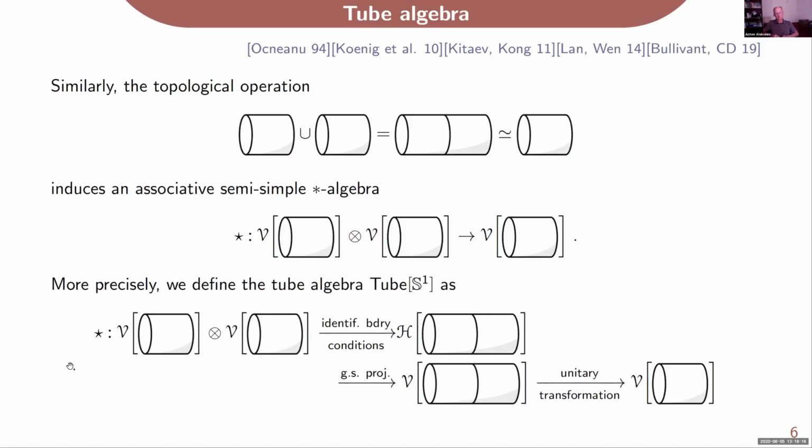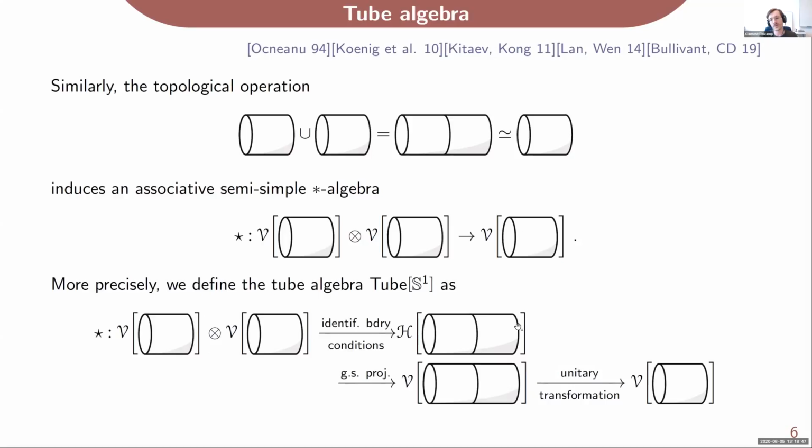So how is it defined? You take two states in the two copies of the ground state subspace. Then the gluing operation, algebraically, is an identification of the boundary conditions. We have boundary conditions on these circles, and along the circles where we do the gluing, we have to make sure that the boundary conditions match. So in practice, we multiply by some Kronecker delta that enforces this matching.